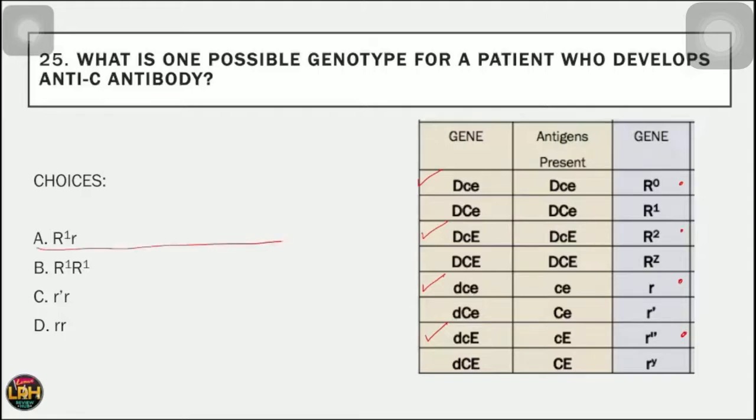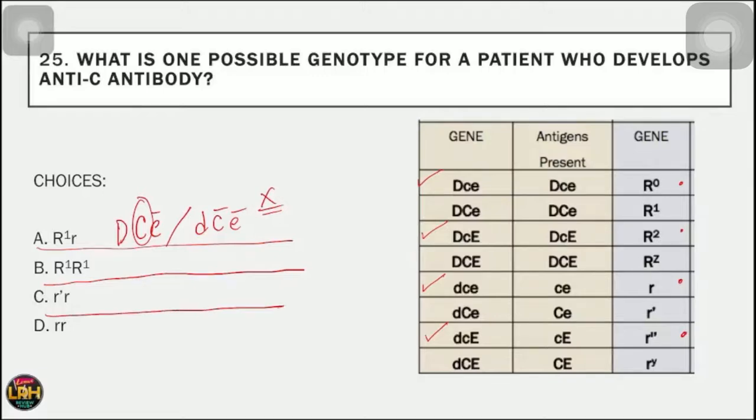So letter A, R1 codes for big C antigen using this gene type. And small r produces small d, small c, and small e. So this won't be the possible genotype of the patient because the R1 codes for the big C antigen. Siyempre, hindi na po yung letter B.